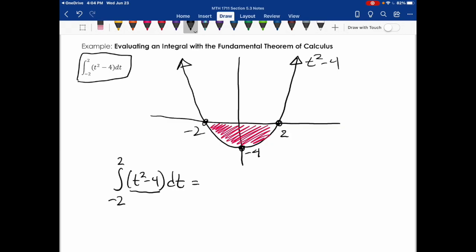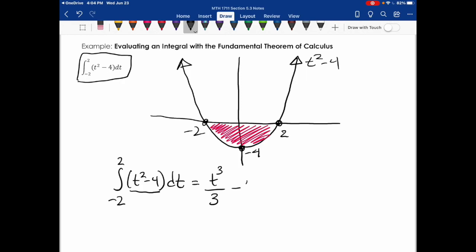So I'm going to find the antiderivative of t squared. So thinking backwards, now we have the derivative and we're trying to find the antiderivative, that original function. So I have to think backwards, and I'm going to add 1 to the exponent and divide by that new exponent.